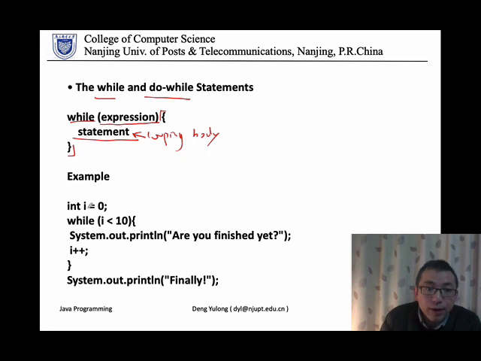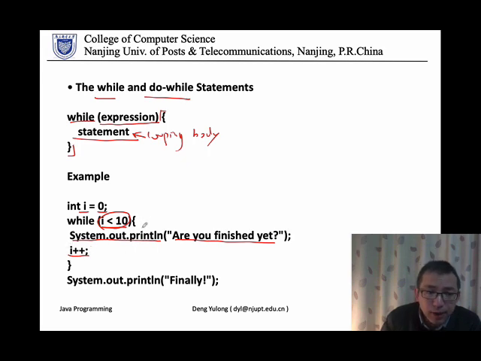For example, now we have an integer variable I, and initialize it at 0, and then we use the relational operator to form an expression, I less than 10, and put it in the while parenthesis. In this looping body, we have two statements. System.out.println prints the string on the screen, "Are you finished yet?", and then we increment I.